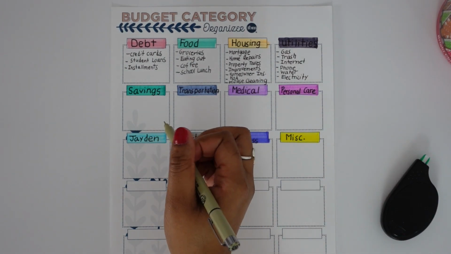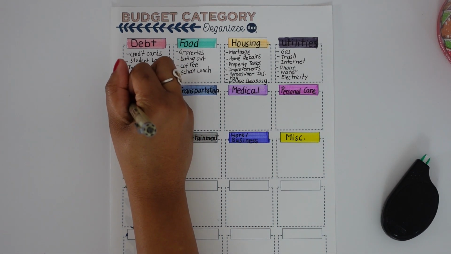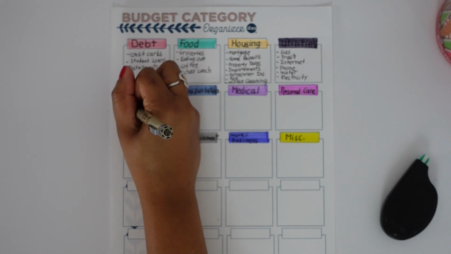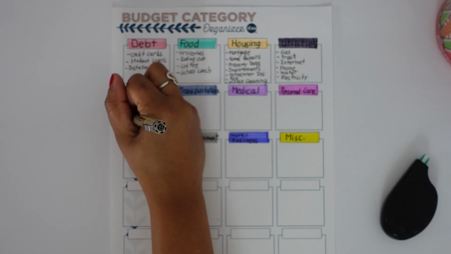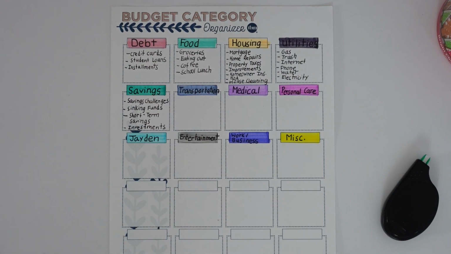My next category is going to be my savings. My savings category is going to include saving challenges, sinking funds, short-term savings, and I'm also going to put investments under my savings. My next category is going to be transportation.